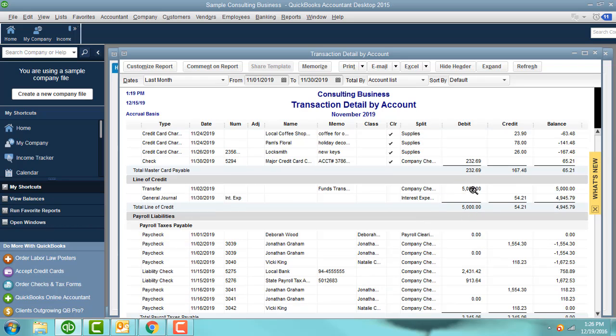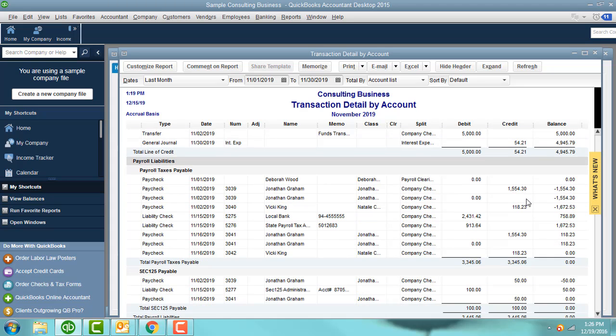Line of credit, we kind of covered that. They paid down a loan by $5,000 on a line of credit, and then they hit some interest expense in there.